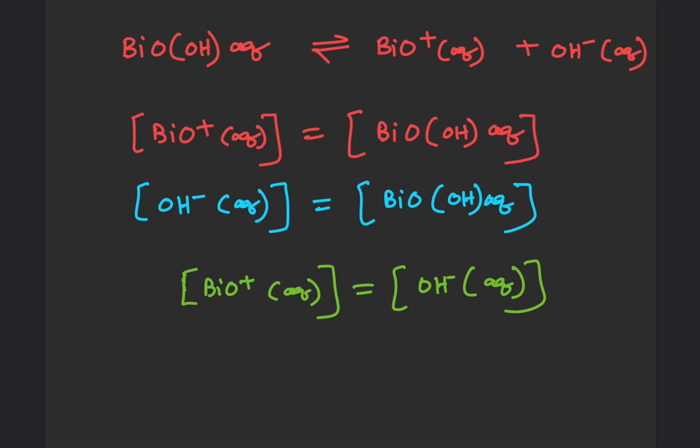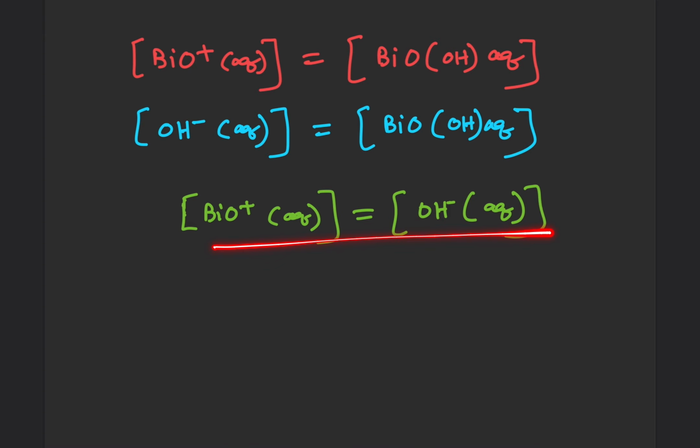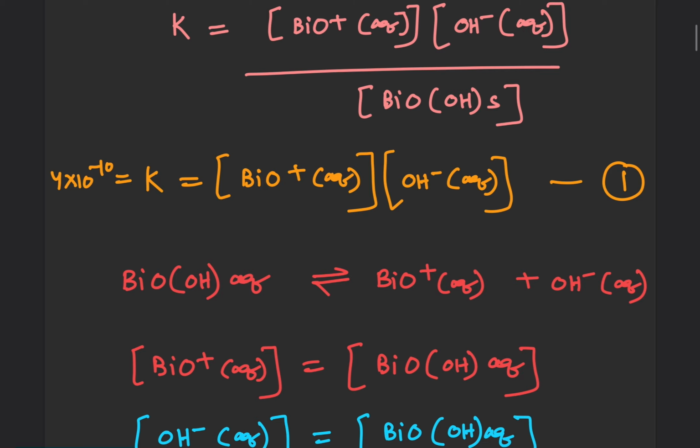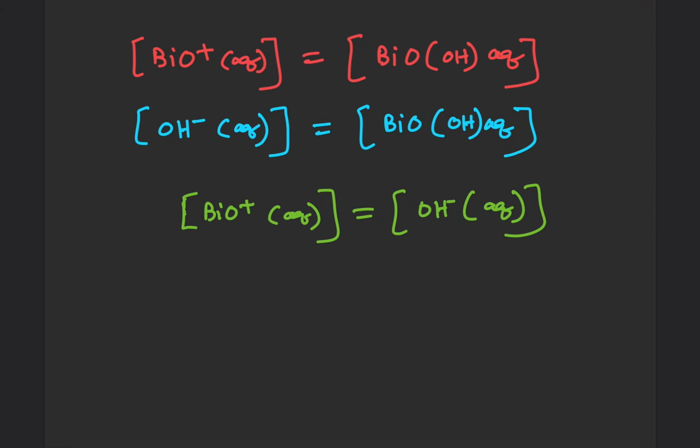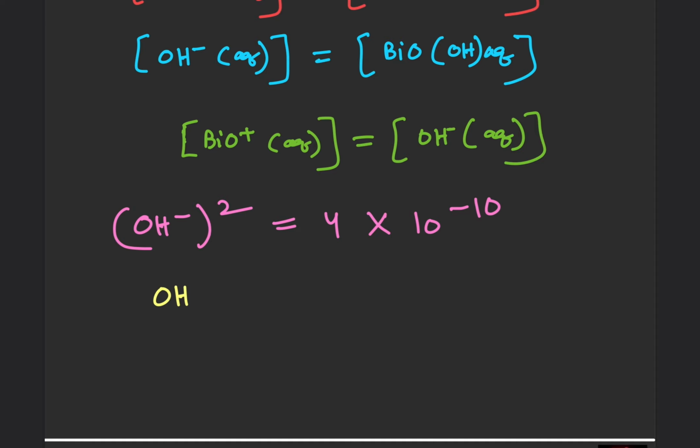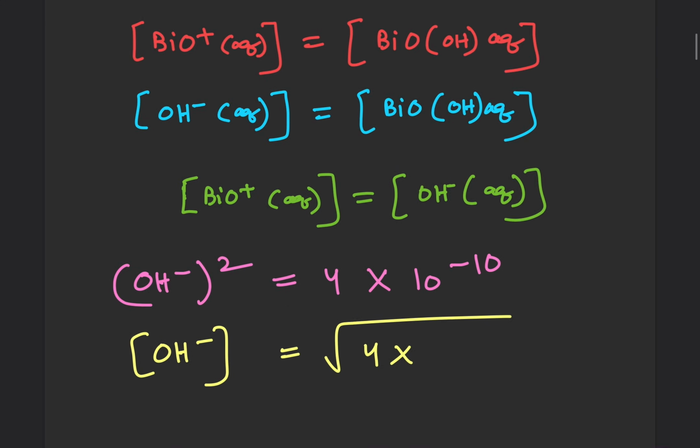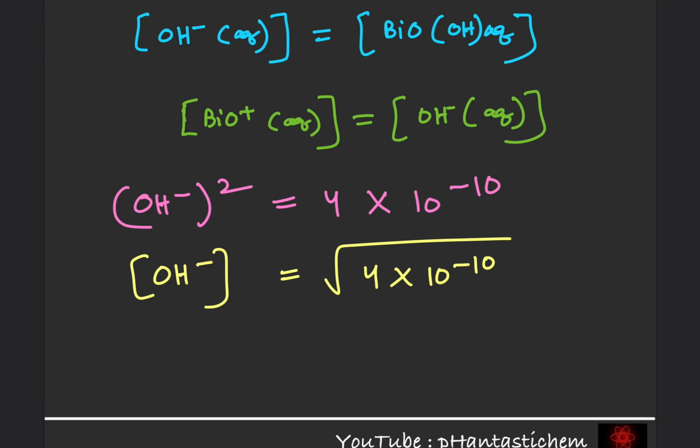Okay, cool. So therefore, using this in equation 1, our equation 1 was this. Okay, so BiO plus concentration and OH minus concentration are equal. So therefore I can write OH minus concentration whole square is equal to 4 into 10 to the power minus 10. Therefore, the OH minus concentration will be equal to square root of 4 into 10 to the power minus 10.